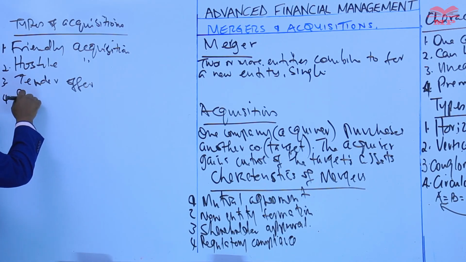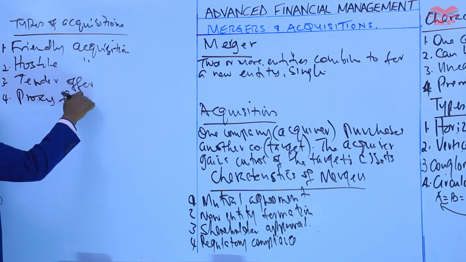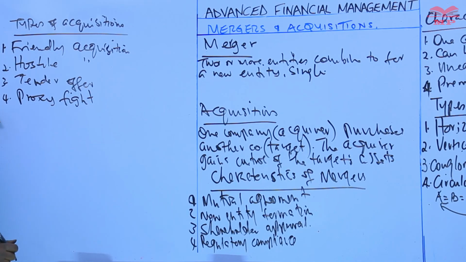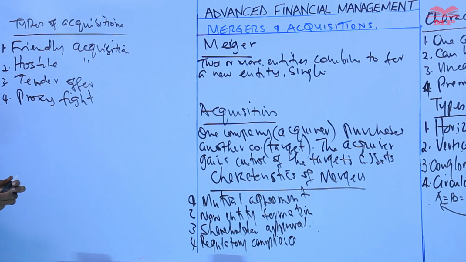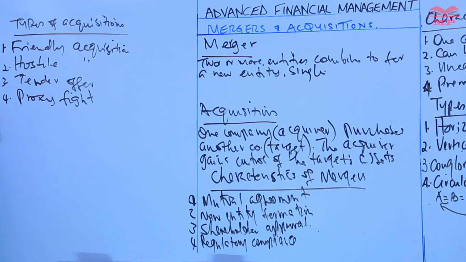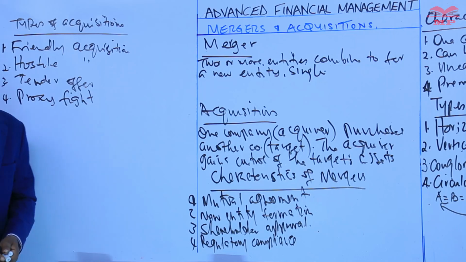Number 4, proxy fight. This is a campaign to gain control of the target company. Here the acquirer attempts to gain control of the target company by soliciting proxies from the shareholders to vote for its chosen directors. For example, an acquirer may launch a campaign to replace the target company's board of directors with its own nominees. So these are just a few of the types of acquisition.